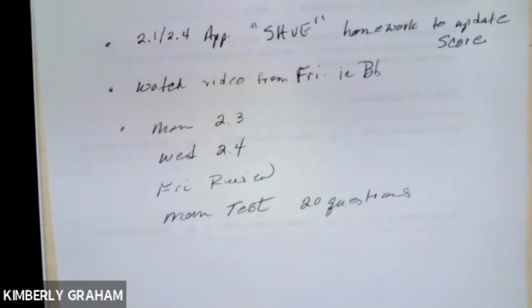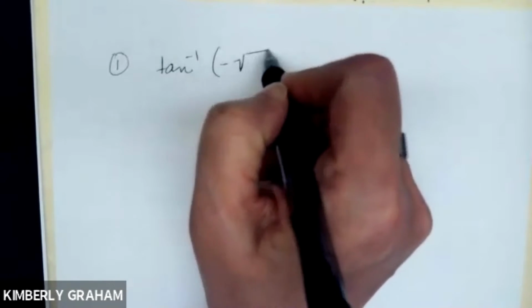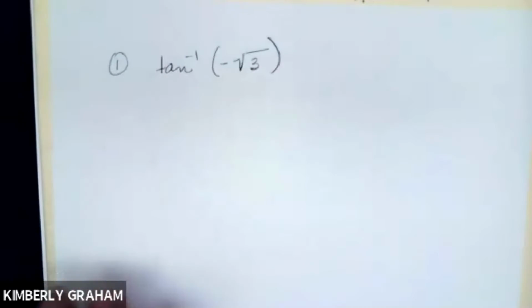Okay, so that leads us to what we were talking about the last time that we met, when we were looking at inverse sine and inverse cosine, and we're going to be looking at inverse tangent today. So we'll start off with the inverse tan of negative square root of 3.